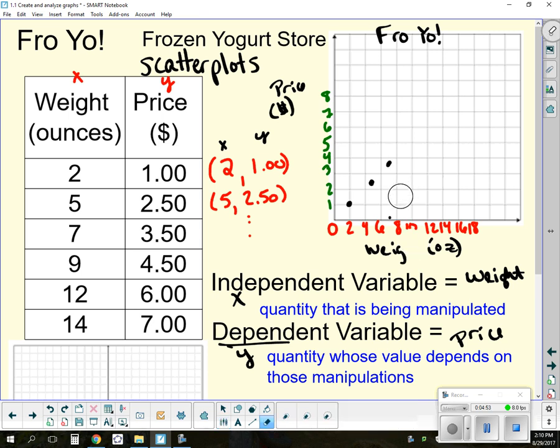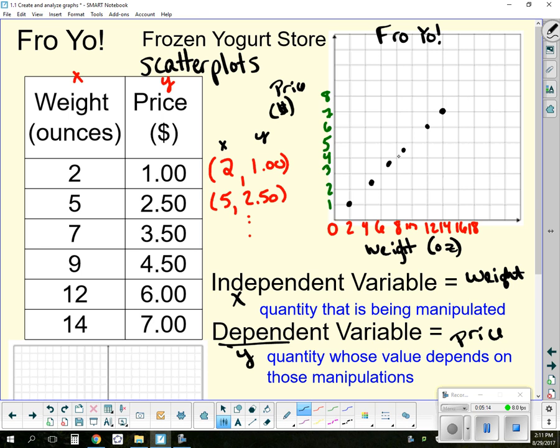Oops, I'm erasing the wrong spot. Didn't want that there. And I left off my H. Okay. 9, 450, 12, 6, and 14, 7. Notice that you have a nice linear pattern here.